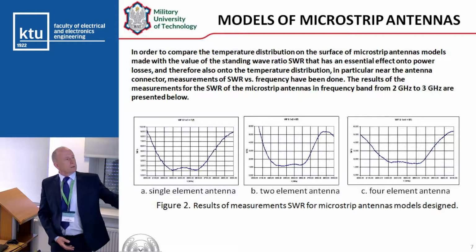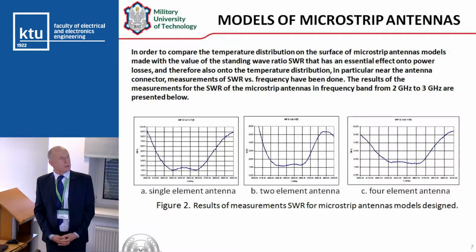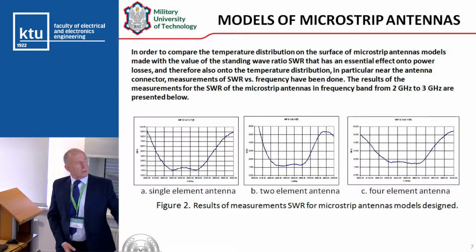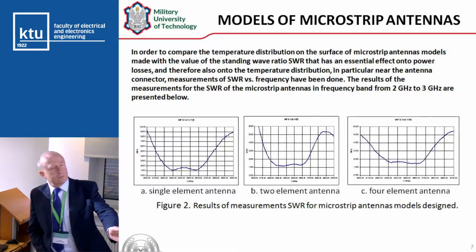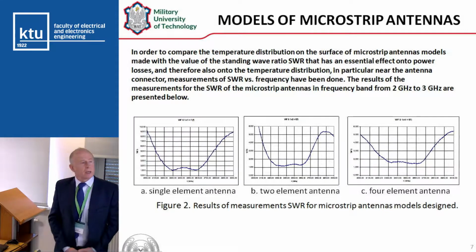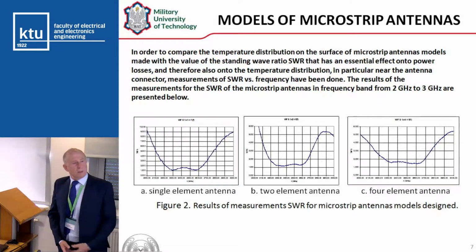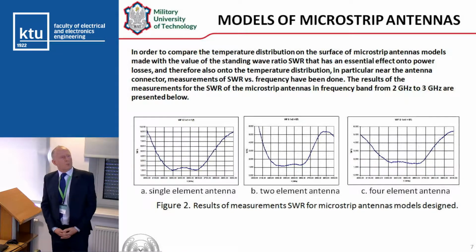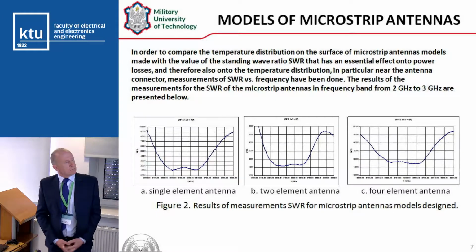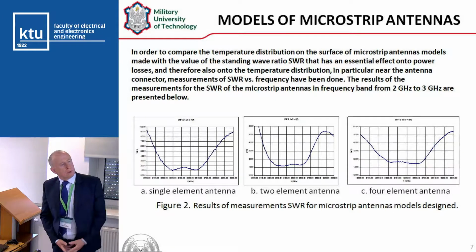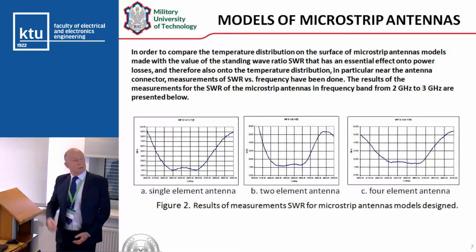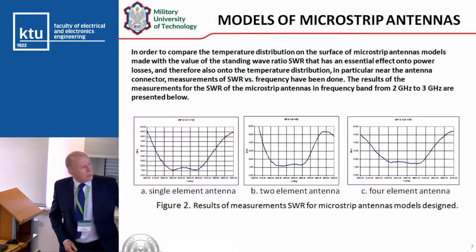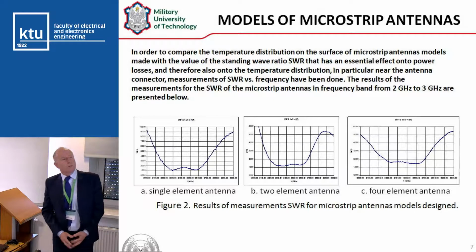This is the result of the standing wave ratio around 2.4 gigahertz for the single element antenna, two element antenna, and four element antenna. You can see that the antenna is working from 2.1 to 2.9 gigahertz.